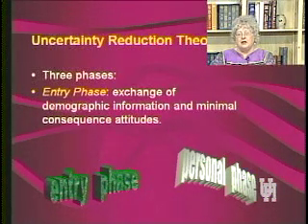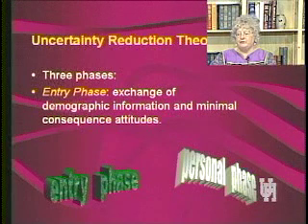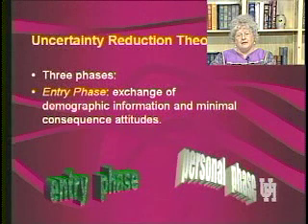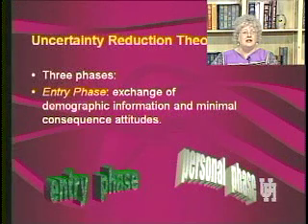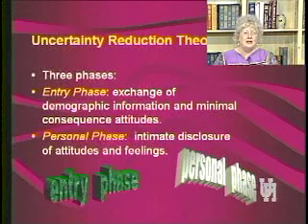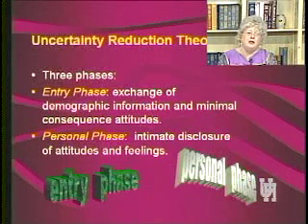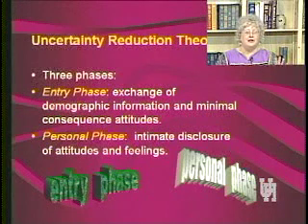Now, Berger and Calabrese address what happens in terms of information exchange when people meet each other, and they tell us that there's an entry phase. Think about the kind of information that you exchange when you first meet someone. Generally, that's demographic information. It's the real safe stuff. It's the information that has minimal consequences. Then we move to what they call an entry phase, where there's actually an exchange, and it means the entry phase into a real relationship rather than just a superficial relationship. When we get to Mark Knapp's theory, we'll take these three phases and give them five new labels and look at them in even more depth.